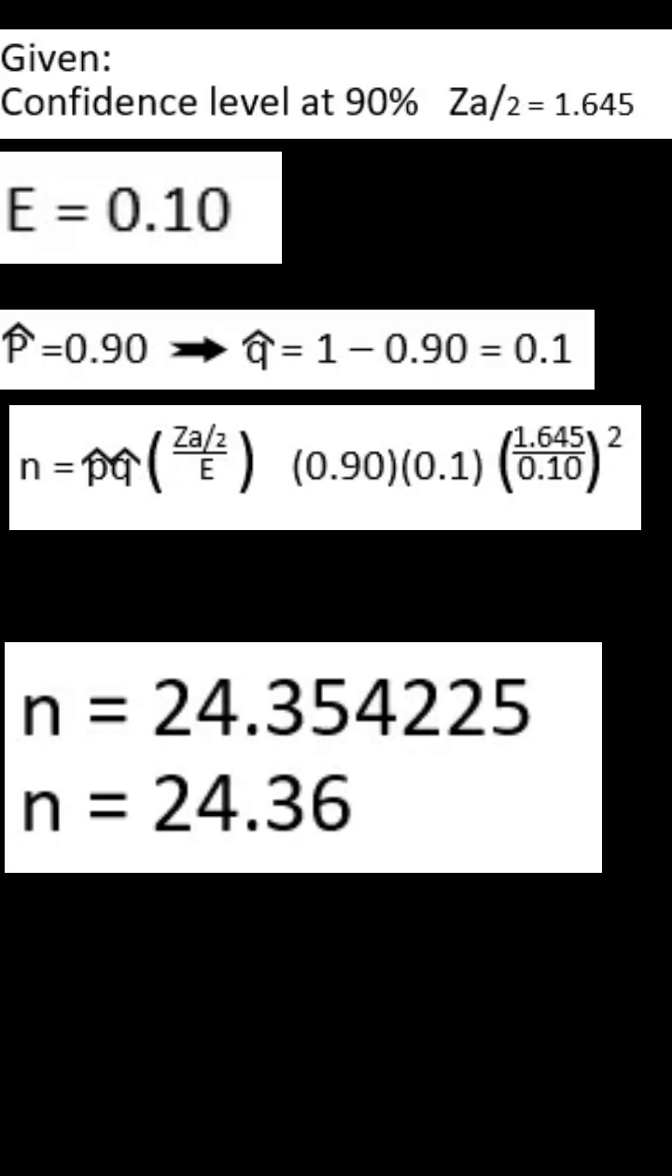So we do this with n equals pq times z alpha over 2 over e, squared, which will be equal to 0.90 times 0.1 times 1.645 over 0.10 squared, which is equal to n equals 24.354225, which rounded up is n equals 24.36.